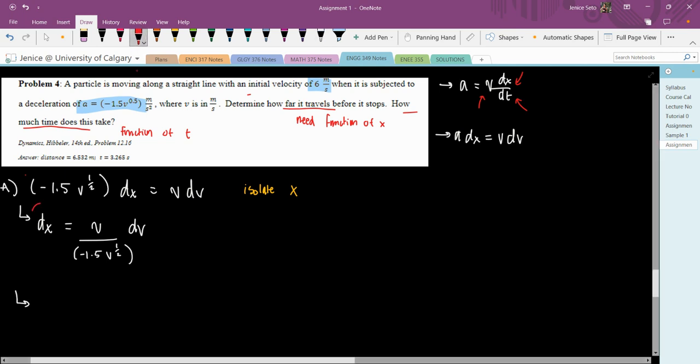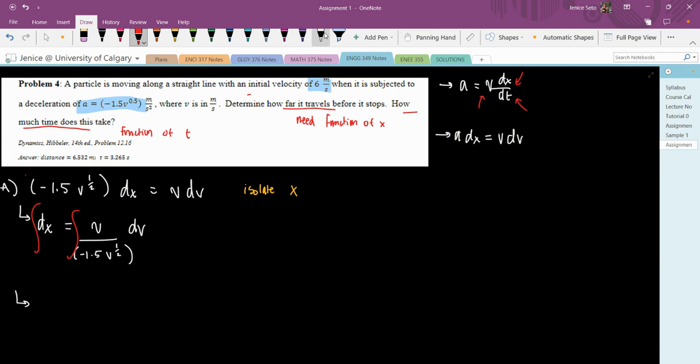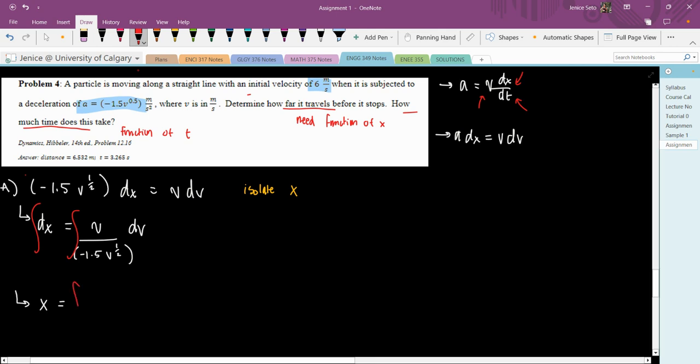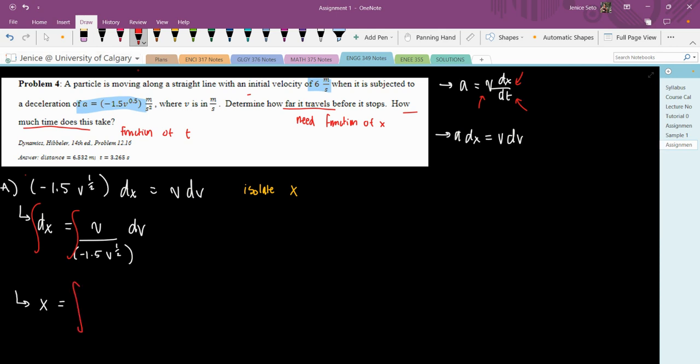And when we integrate both of these sides, we are going to get x is equal to, and in our integral we have two bounds. We know that our initial velocity is 6, so that is going to be our bottom bound, and we want to determine how far it travels before it stops. That means that when it stops, velocity is going to be 0, so that is going to be our top bound.